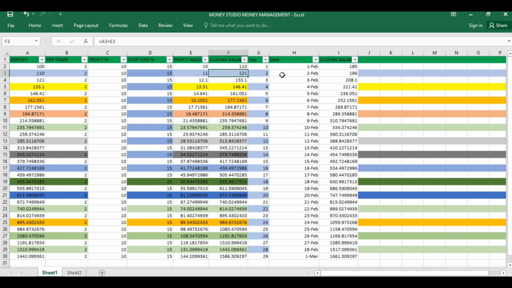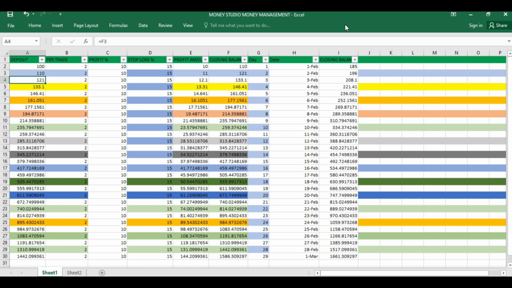All right, this is day 2. All will be the same, just the change will be in this area and this area. And again, this is the third day, day 3, and the closing balance of the second day will be the starting balance of the third day. Then your profit amount will be $12.1 or $12. You can make a profit of $12 and your balance will be $133. Day 4: $133 will be your starting balance, profit amount will be $13 and closing balance will be $146. And this is very easy. As I told, all are the same.